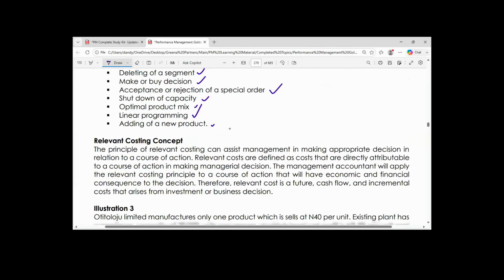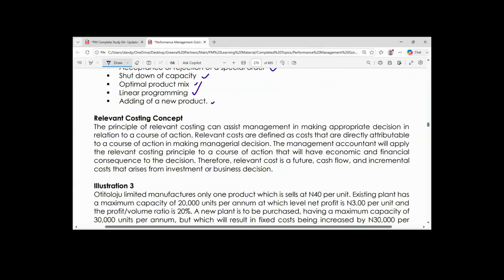You then move to relevant costing concepts. You define what is relevant costing, then what are the underlying criteria, determinants, factors of relevant costing? By the time you mention all of that, a page of your answer booklet is already filled up. So that's it. This is what the examiner is asking you in that requirement C.